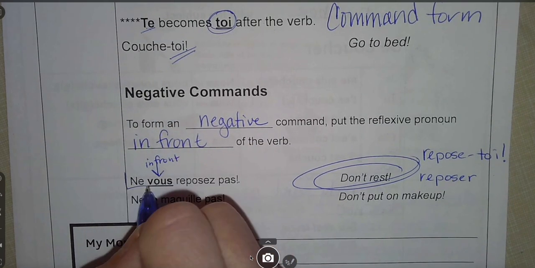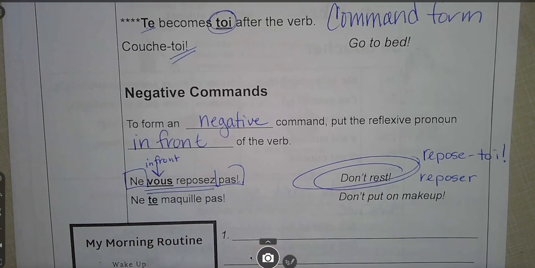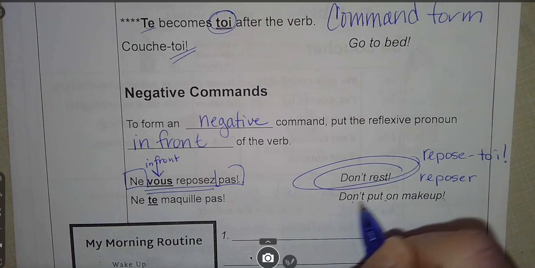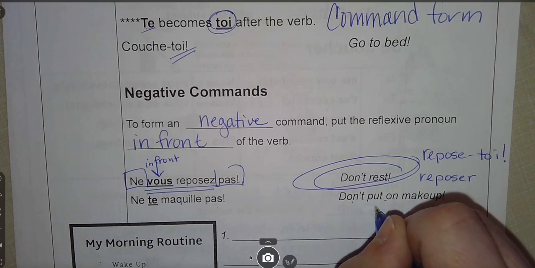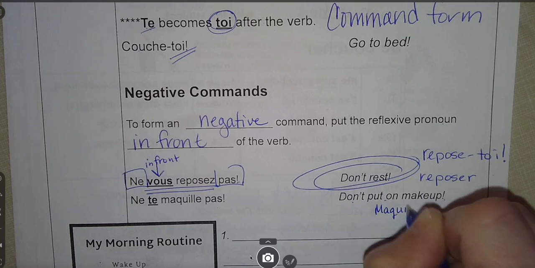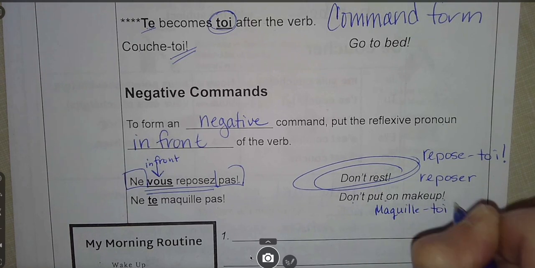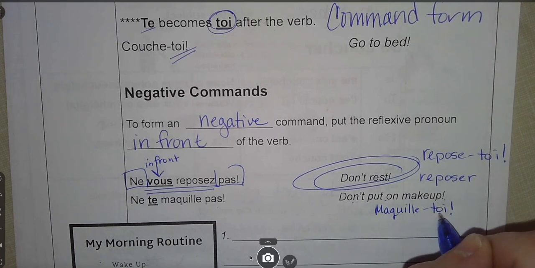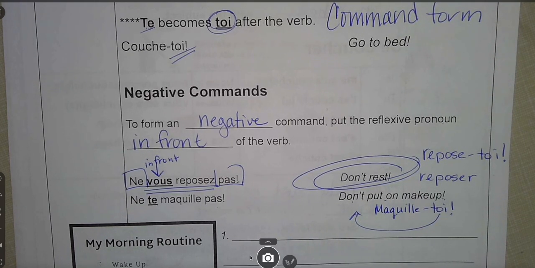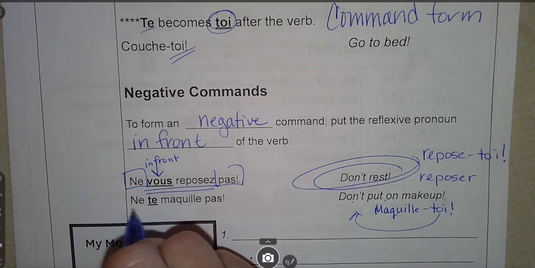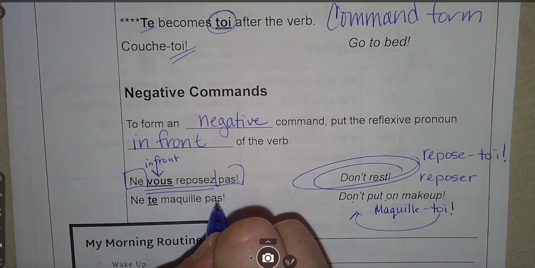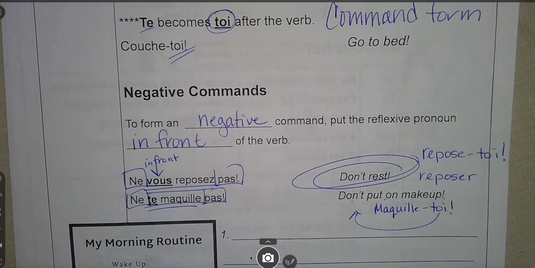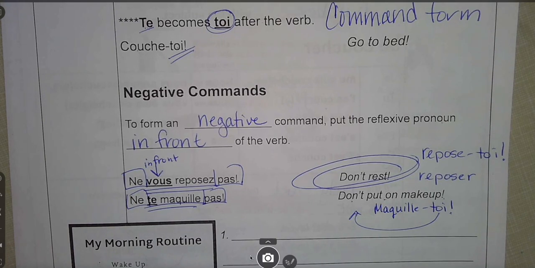All right, notice the ne pas goes around the verbal phrase again. Don't put on makeup. If I want to say put on makeup, I would say maquille-toi. Make up yourself, or put on your makeup. But now this has to go in front and it's going to go back to te. Ne te maquille pas. There's my ne pas. There's my verbal phrase.